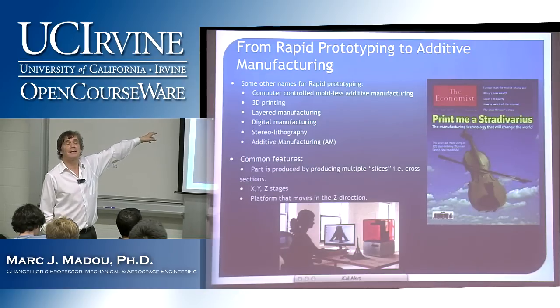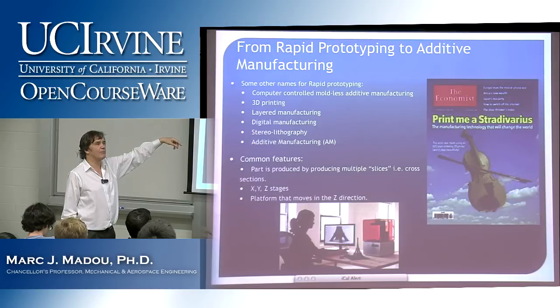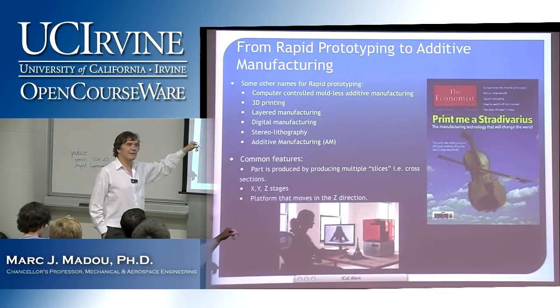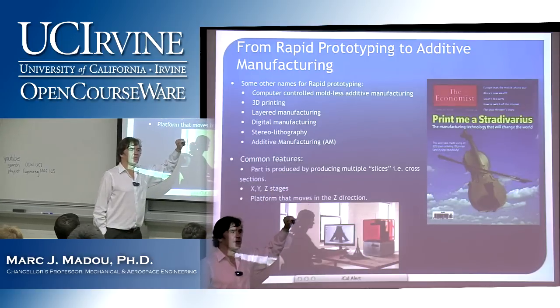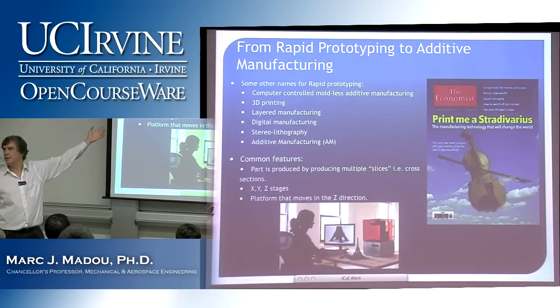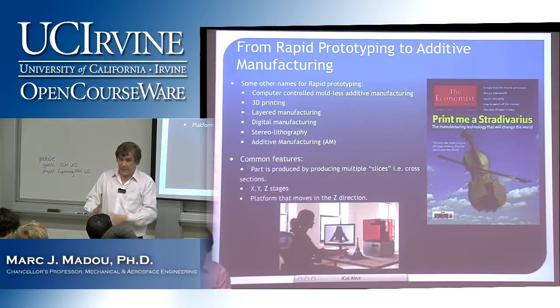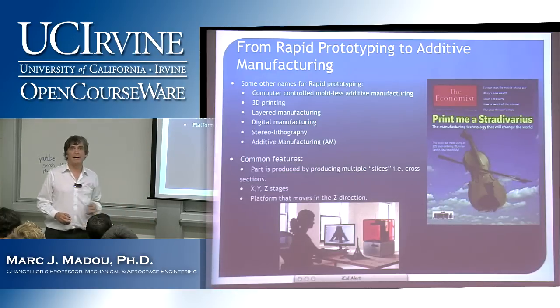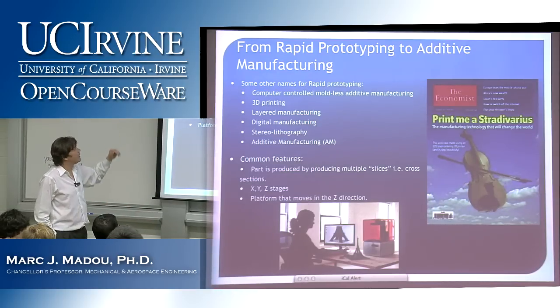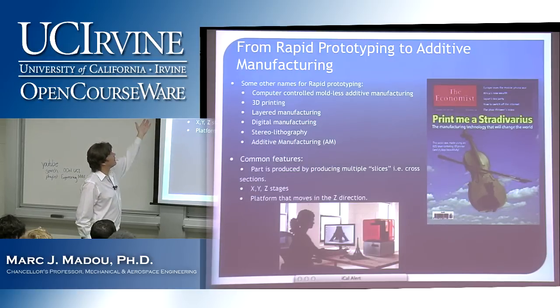By the way, you remember I said there are all of these names for 3D printing. Look: 3D printing, computer controlled, moldless additive manufacturing. Wow, that's a whole bunch. So actually, you might not even have understood that first one before this class, right? Now you understand each word of it. Computer controlled, well, that's easy. Next, moldless. We know what molding is now. It's moldless, no mold involved. And additive manufacturing. So that's one of the names. Another name: 3D printing, layered manufacturing, digital manufacturing, stereolithography, additive manufacturing. It's all the same thing.